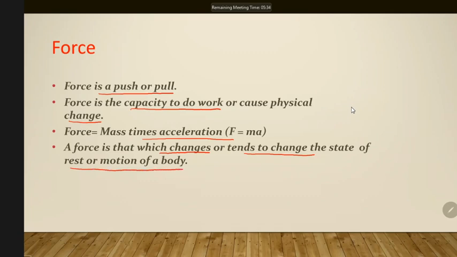Okay, now what do you understand with regard to force? Primarily, it is simple push or pull, or you can also say it is the capacity to do work. Force is what? It is the capacity to do work.